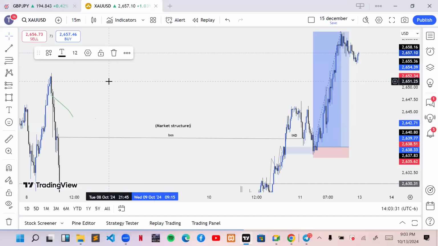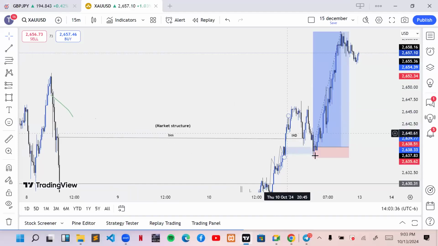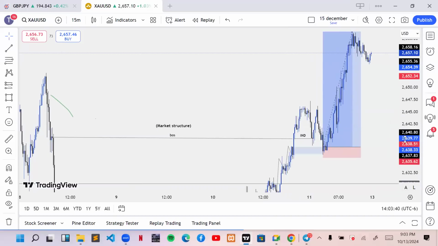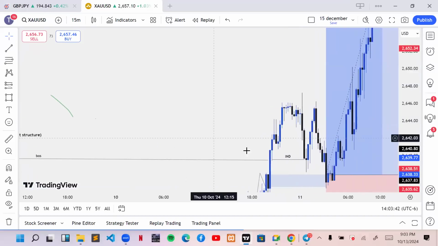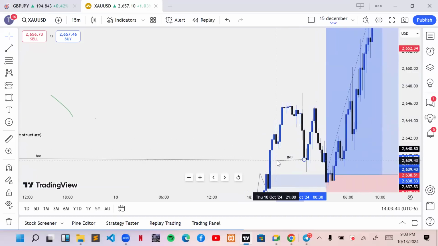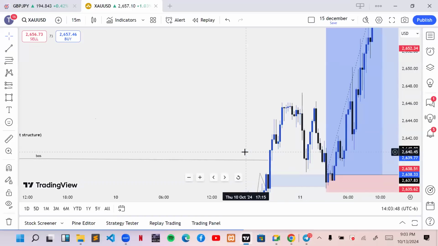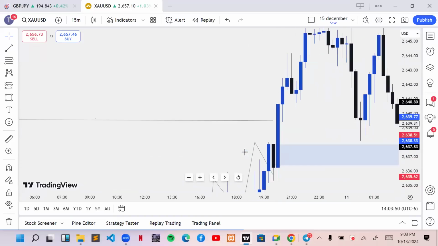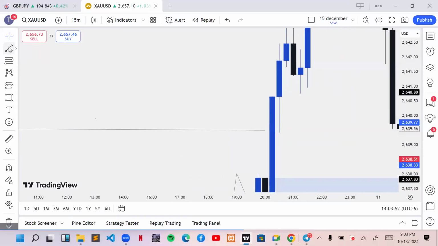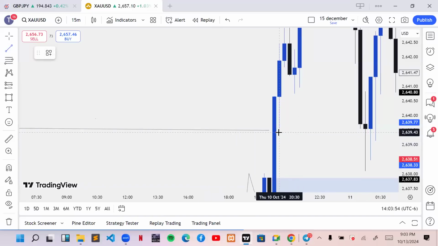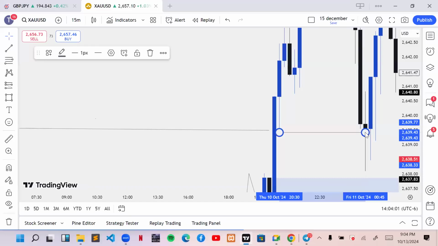So this is the market structure part of the strategy. Then this first pullback that market makes is your inducement. The first valid pullback that market makes after the break of structure, a market structure. So I told you it can be a single candle, it can be multiple candles. In this case, you can see this single candle right here. You can see it is very clear. This is the inducement space. So this is your inducement.